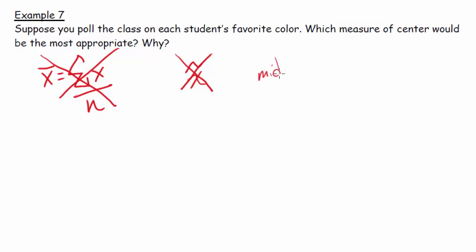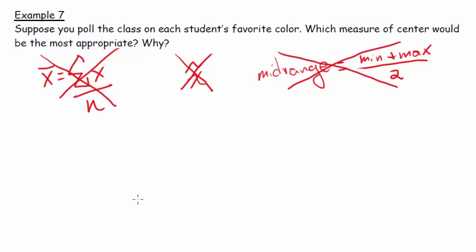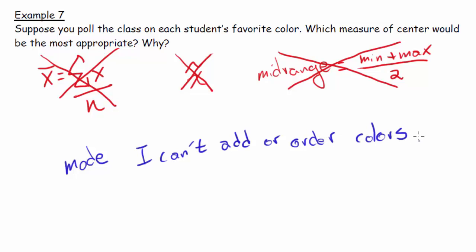Then we had our mid-range, which was the minimum plus the maximum over 2. So what's my minimum color? Again, we can't order colors, so this wouldn't work either. The measure of center that would work here would be the mode, because I can get frequencies from each person's favorite color. The reason the mode works best here is because I can't add or order colors. You can think of colors as categories, and we're going to come back to this later, but colors are categorical data, so we cannot add or order them, but we can see which one occurs with the greatest frequency. So the mode would be most appropriate here.